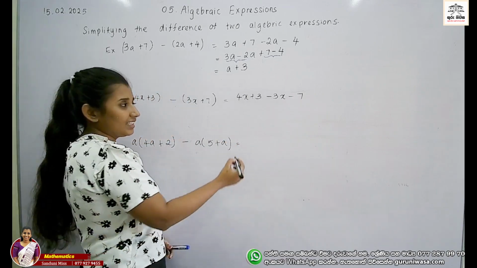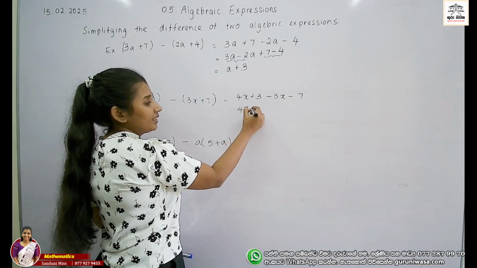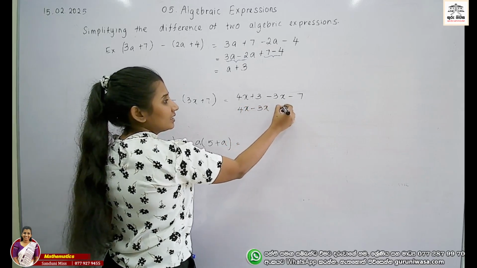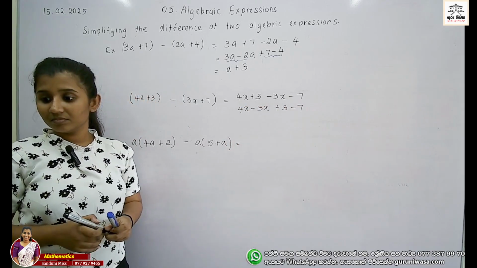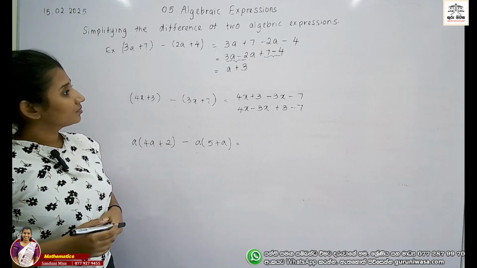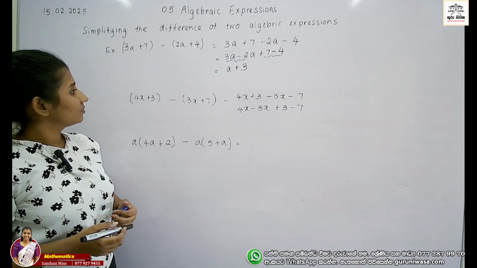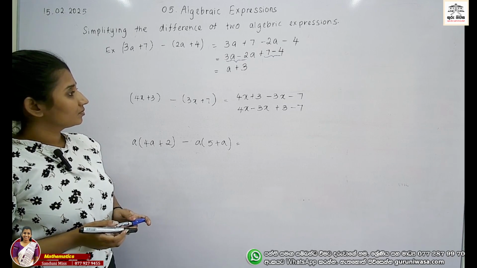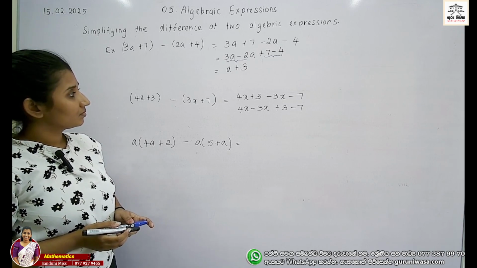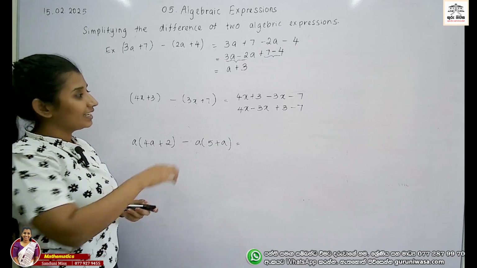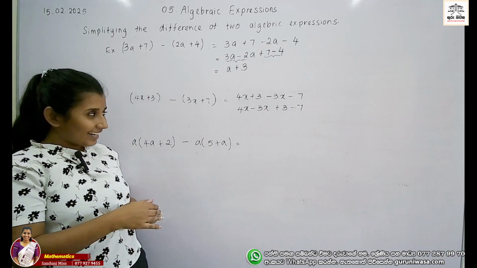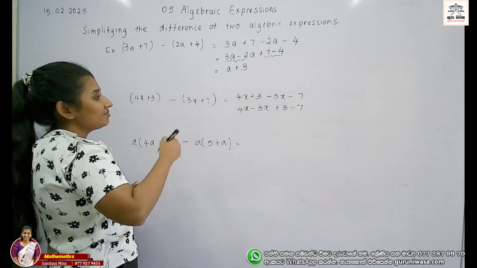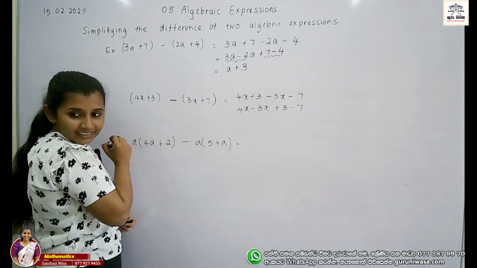When we take the like terms together, 4x minus 3x. Teacher, yes, Nali? Why is it 4x plus 3 minus 3x? Why is there a plus 7 here and minus 7 here? You're asking plus 7 and here minus 7. Yes. Right. Darling, here the minus sign is there.